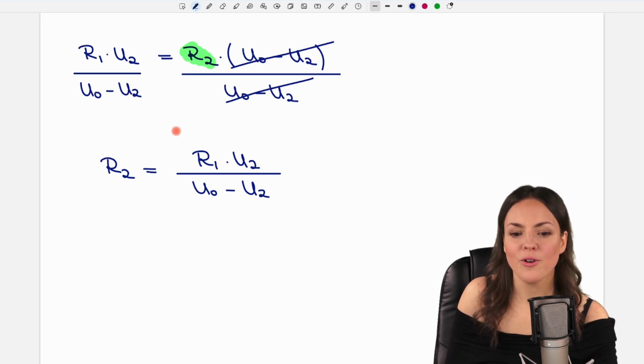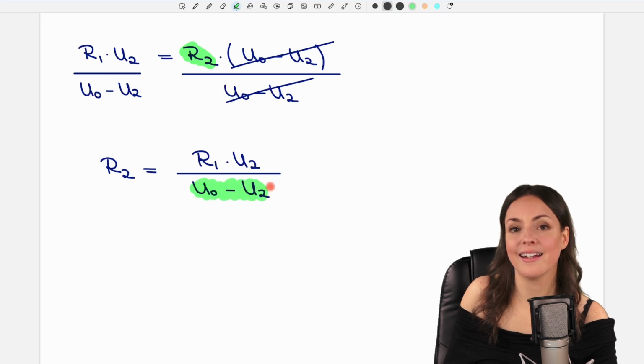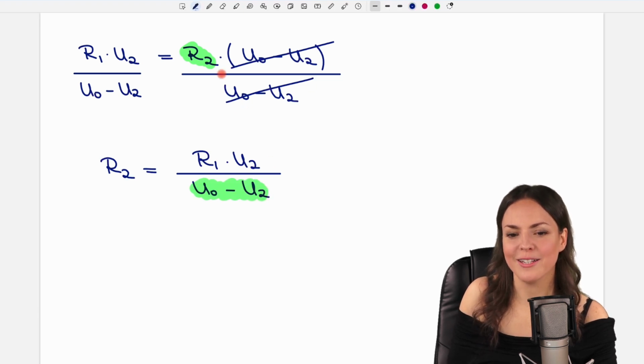By the way, this formula is only valid if this denominator here is not 0. We divided by this here, so we have to make sure that it is not 0. It would be 0 if these two numbers were the same. So this formula is only valid if U0 is not equal to U2.